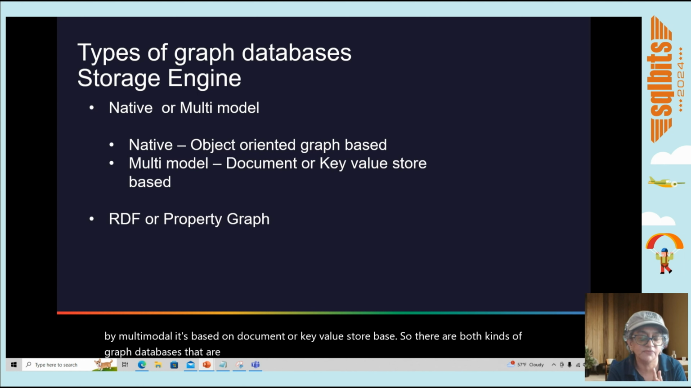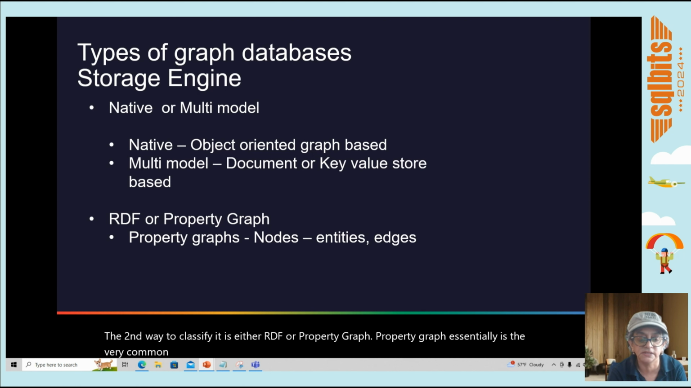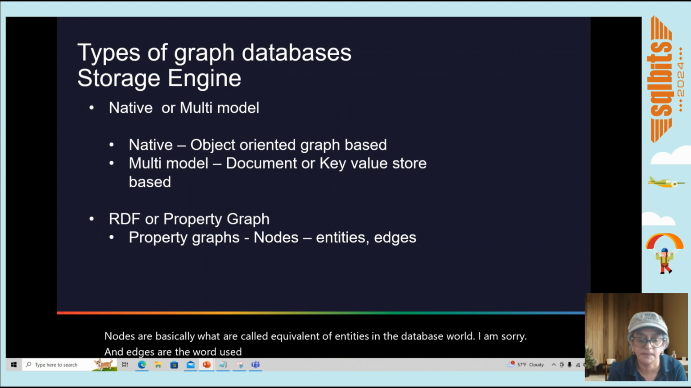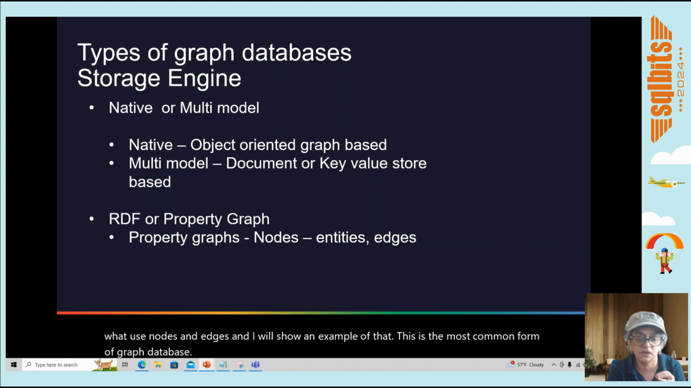The second way to classify it is either RDF or property graph. Property graph essentially is the very common Neo4j, that is a property graph. It's made up of entities and edges, right? Nodes are basically what are called the equivalent of entities in the database world, I'm sorry. And edges are the word used for the relationships, roughly speaking. So property graphs are what use nodes and edges, and I will show an example of that. This is the most common form of graph database, and the most prominent example is Neo4j, and TigerGraph is also a property graph.